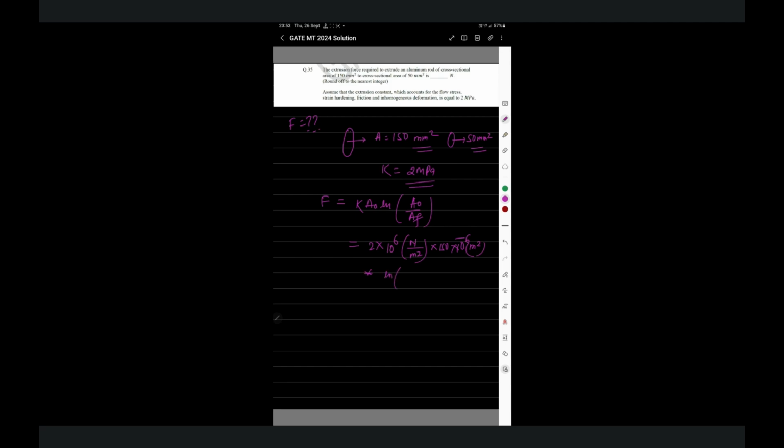into ln 150 into 10 to the power minus 6 meter square by 50 into 10 to the power minus 6 meter square. By calculating, we will get 2 into 150 into 1.0986. It is equal to 330 Newton, to the nearest integer. So 330 is the answer for this question.